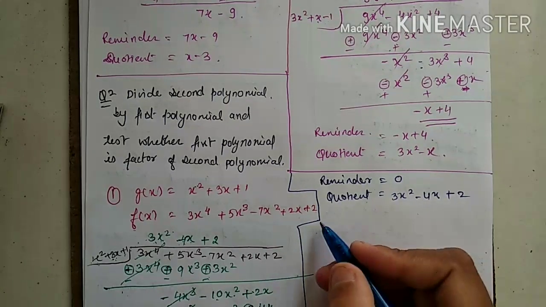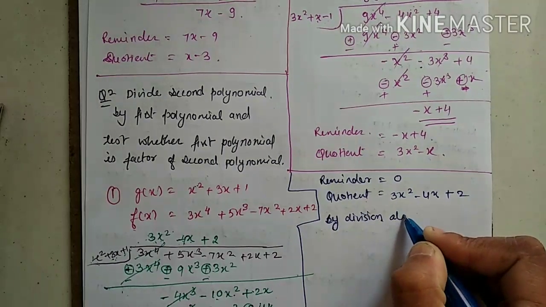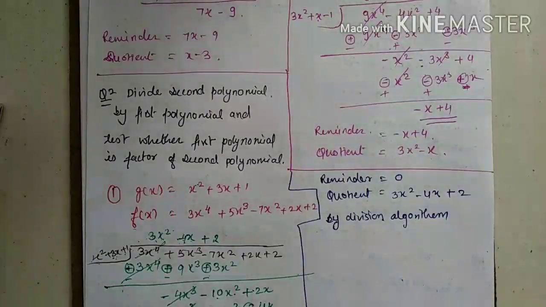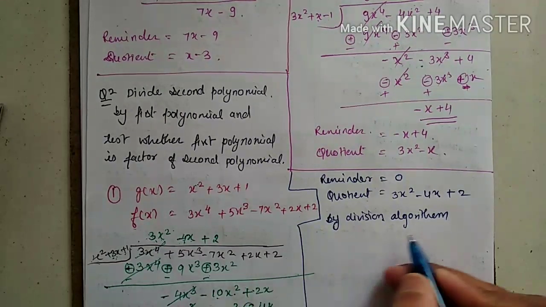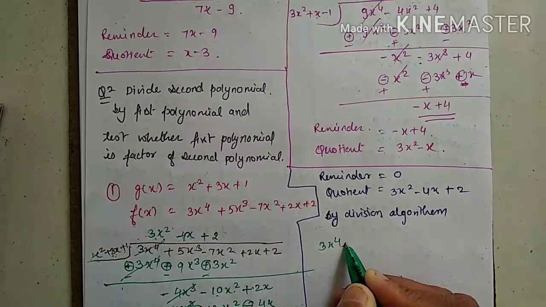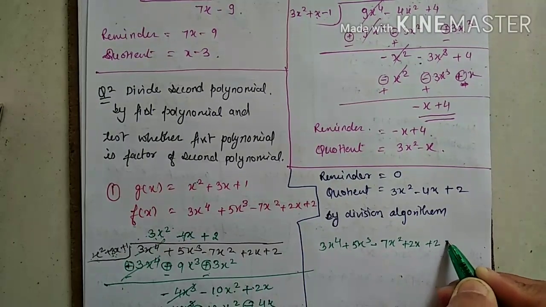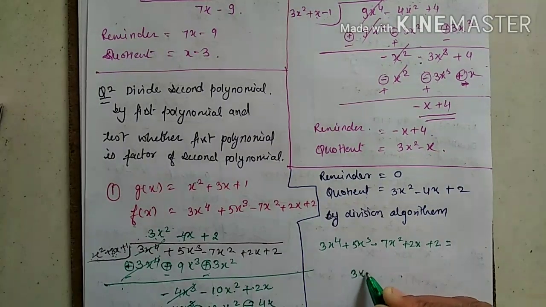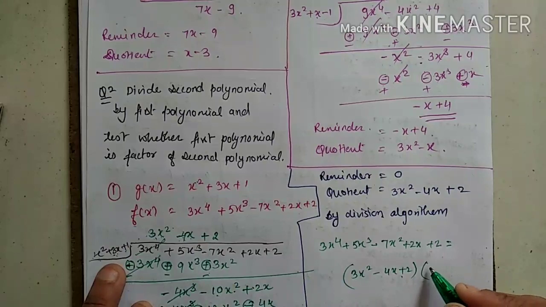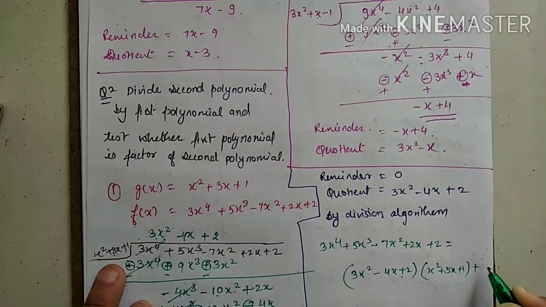Okay, now by the division algorithm I am explaining, is it correct or not? What is our division algorithm? Again see, my dividend 3x power 4 plus 5x cube minus 7x square plus 2x plus 2 is equal to quotient 3x square minus 4x plus 2 into divisor, plus remainder, which is 0.